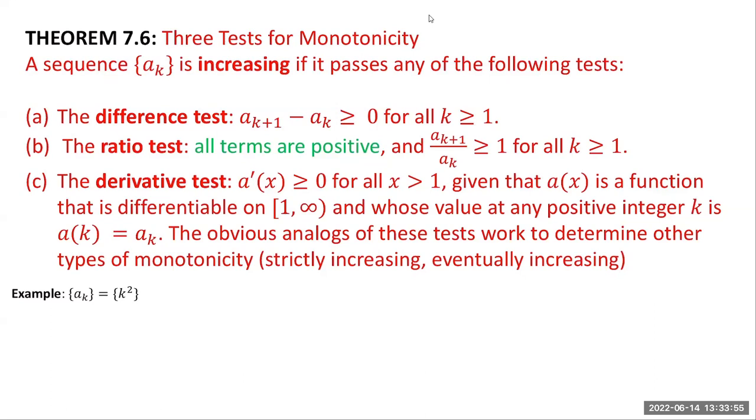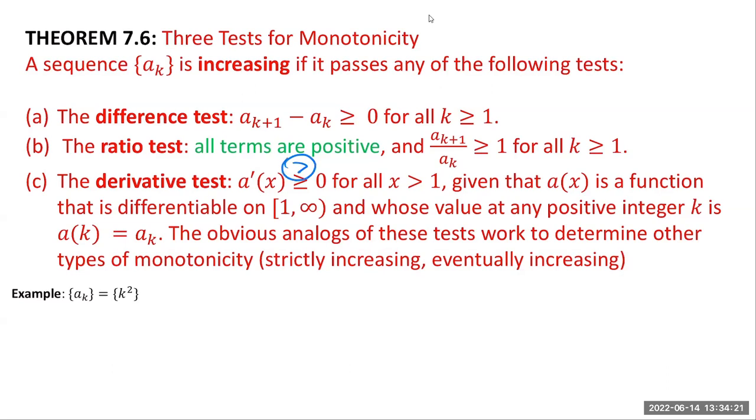And here is a remark. The obvious analogues of these tests work to determine other types of monotonicity, for example, strictly increasing and eventually increasing. How do you determine that a sequence is strictly increasing? If you want to use the same test, you replace this greater than or equal sign by a greater than sign.